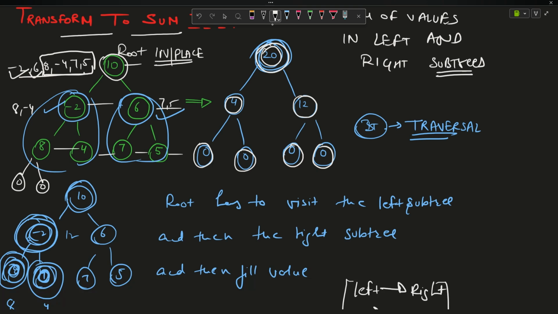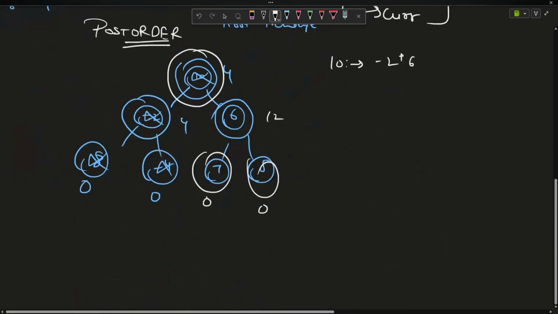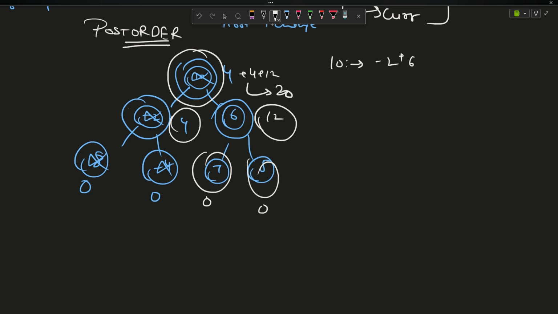So how will you do it? So now you can see that the new values in the children are 8 minus 4, 7, 5. That is the answer to me. After that you will just say 4 plus 4 plus 12. That is 4 plus 4 plus 12, which is equal to 20, and that is my tree I wanted. The algorithm is in your hands.